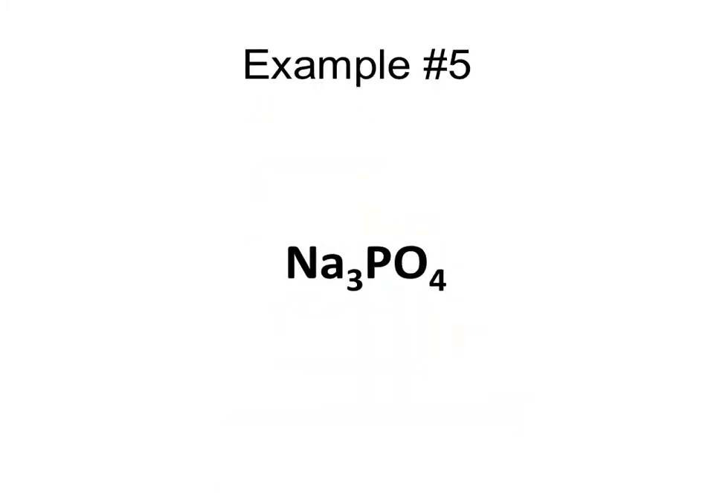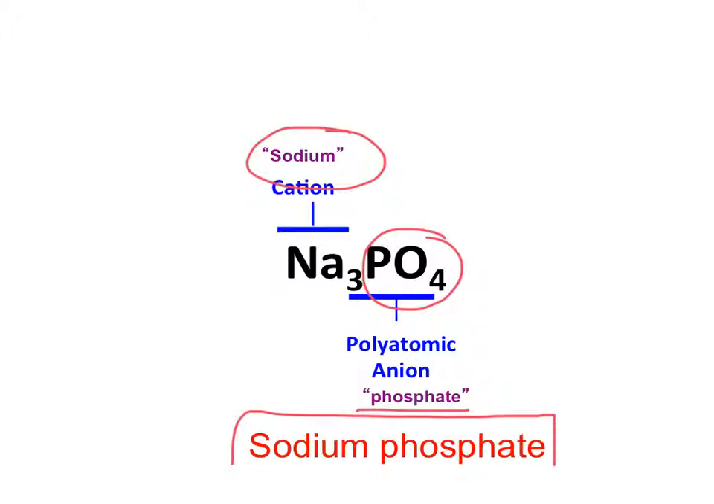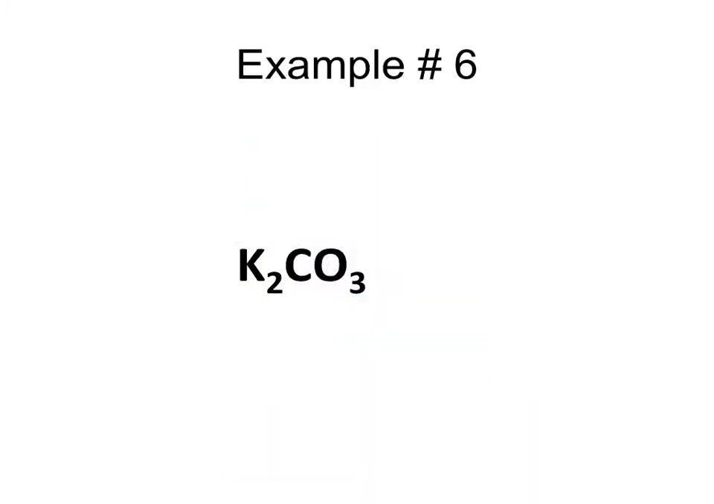This is also a ternary ionic compound. I'm going to identify the polyatomic ion. This time I see two capital letters, so I'm going to go ahead and just draw a line in front of that polyatomic ion. I see a metal, and I see a polyatomic ion. So Na is going to get its regular element name, which is sodium, and PO4 is going to get its polyatomic ion name, seen on the reference sheet, of phosphate, and we get sodium phosphate as our answer.